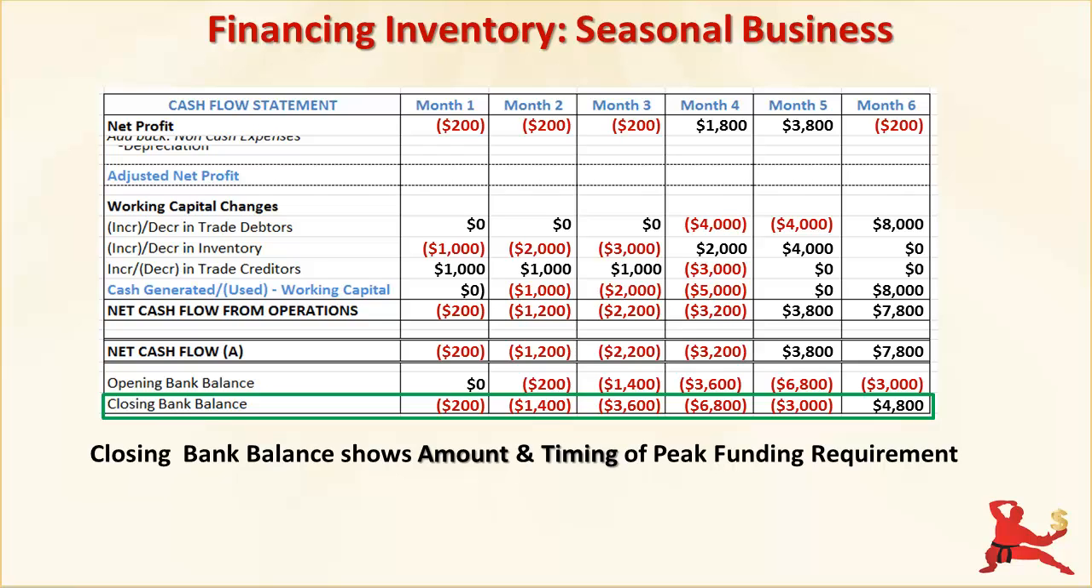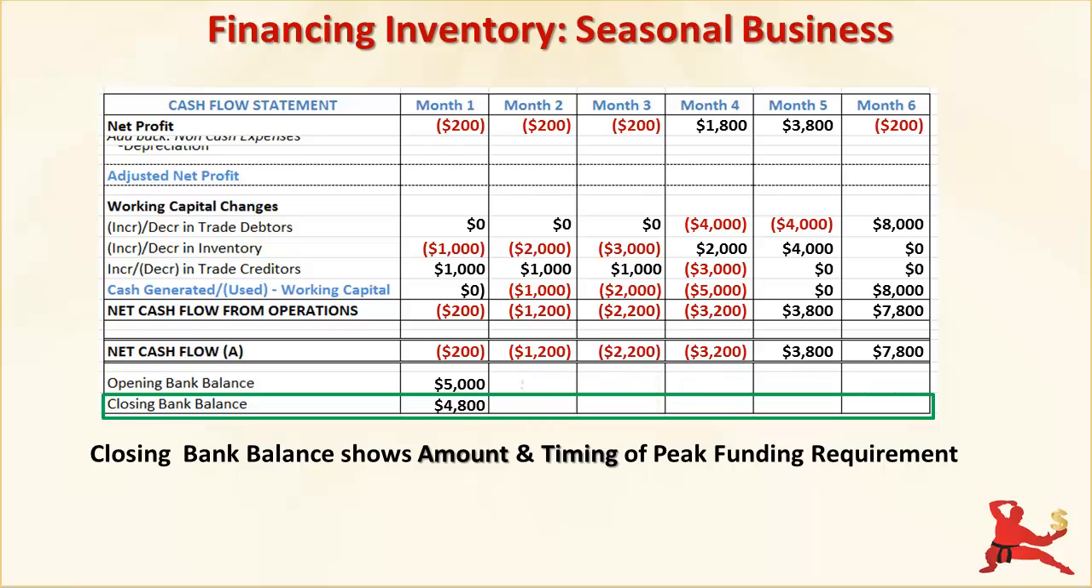This is the line that shows you the cumulative impact of each month's net cash flow on your bank balance. That's the net cash flow of everything that's happening in your business: operating activities, investment activities, and financing activities. In this case, it's only operating activities that's involved. There are no investment activities, and we haven't incorporated any financing activities at this stage. In this example, we started with a zero bank balance, so that peak funding is exactly equal to the cumulative net cash flow from operating activities. That's the $6,800 in month 4.